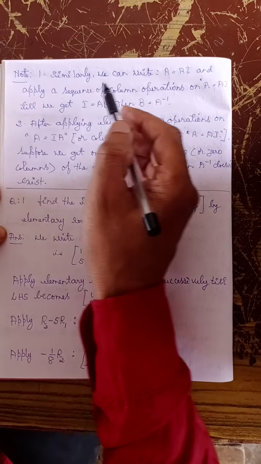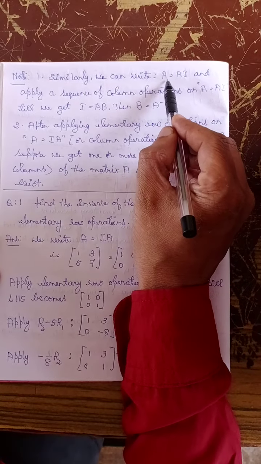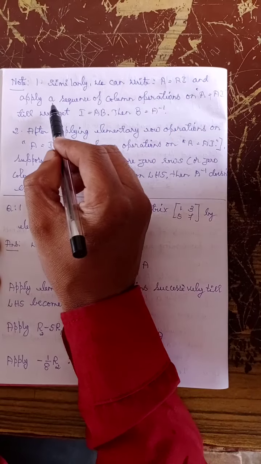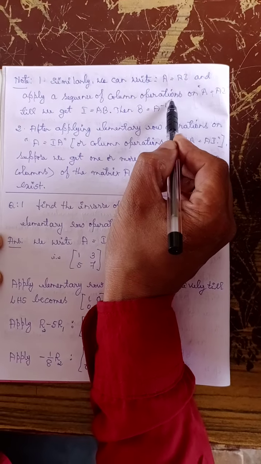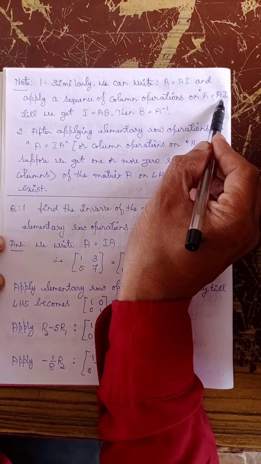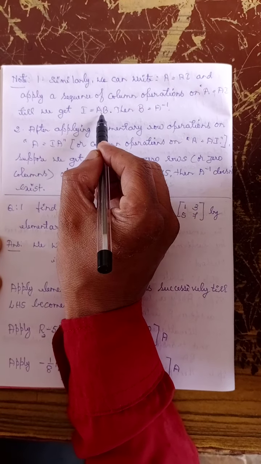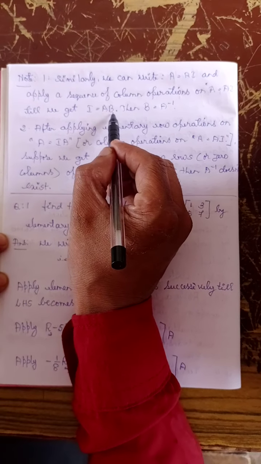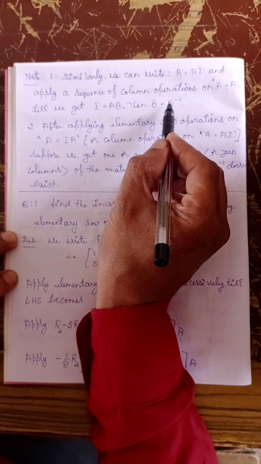Now we see the note. Similarly, we can write A is equal to A into I and apply a sequence of column operations on A is equal to AI till we get I is equal to A into B. Then B is called the inverse of the matrix A here.